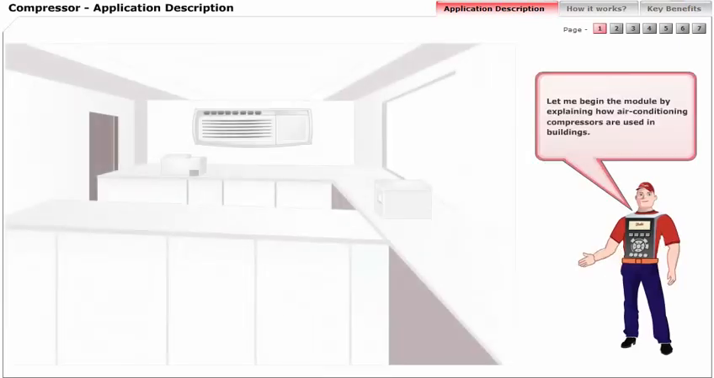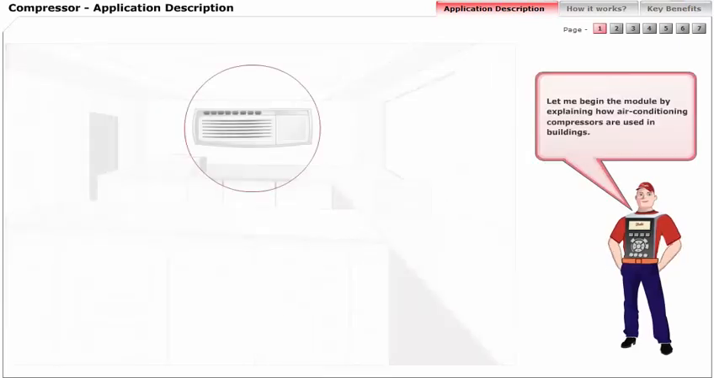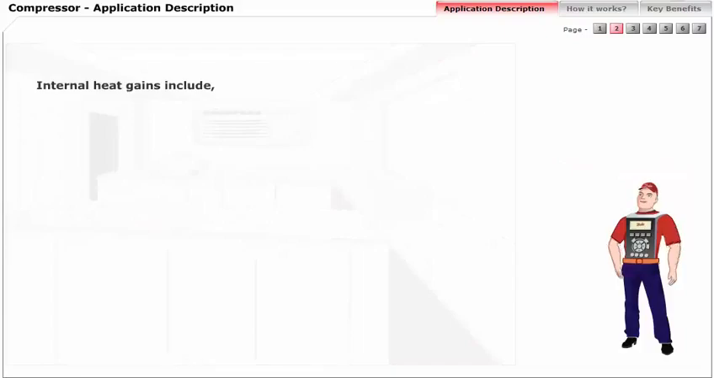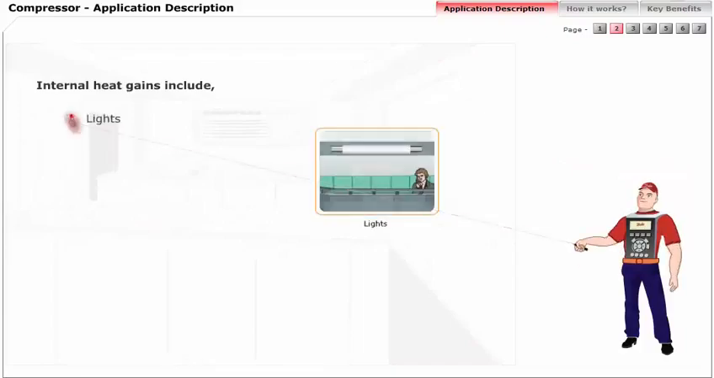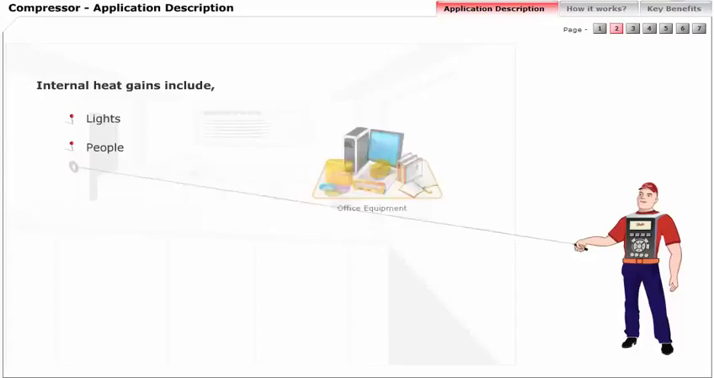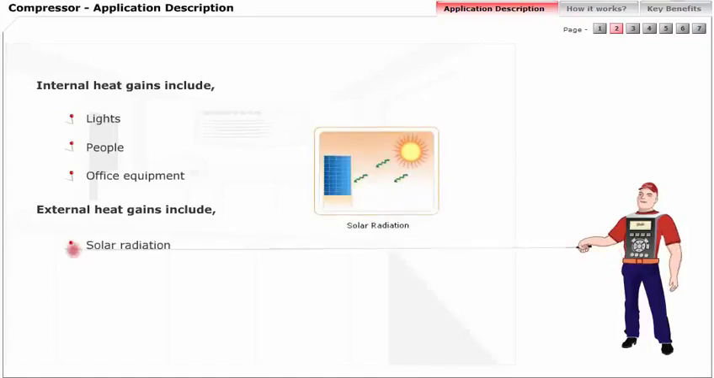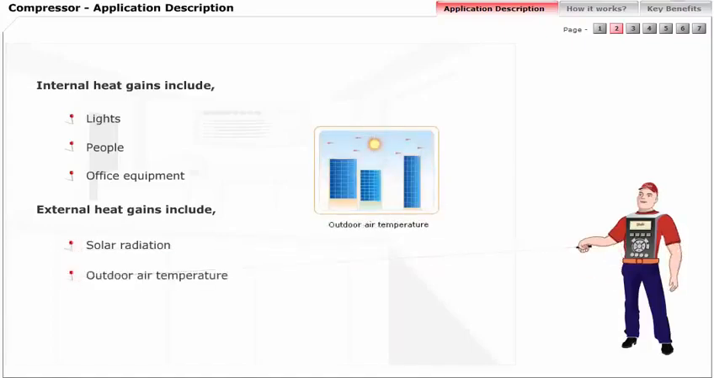Let me begin the module by explaining how air conditioning compressors are used in buildings. Commercial buildings require cooling to offset heat gains from the internal and the external sources. Internal heat gains include lights, people, and office equipment. External heat gains include solar radiation and outdoor air temperature.